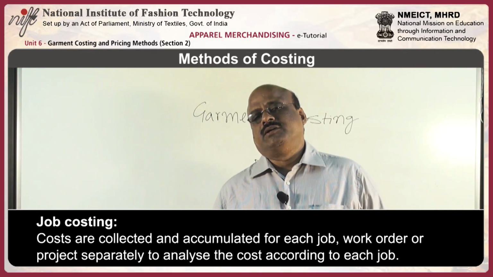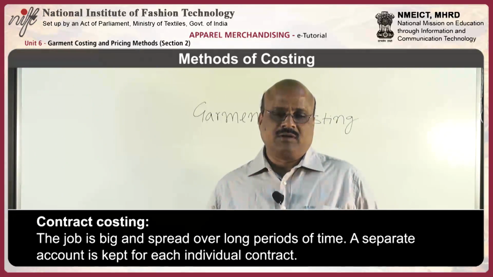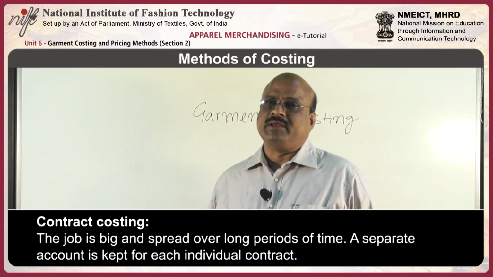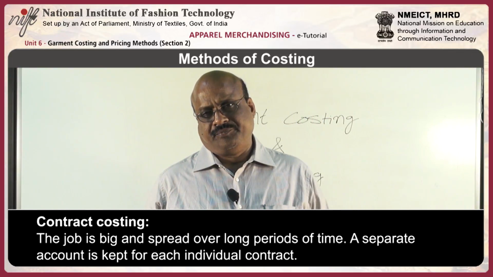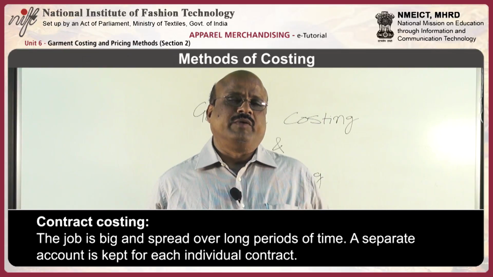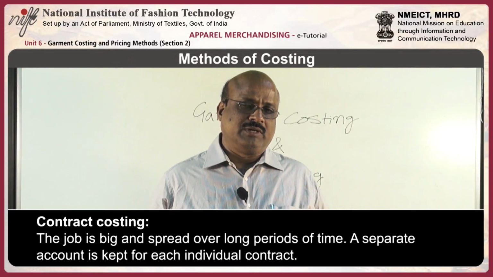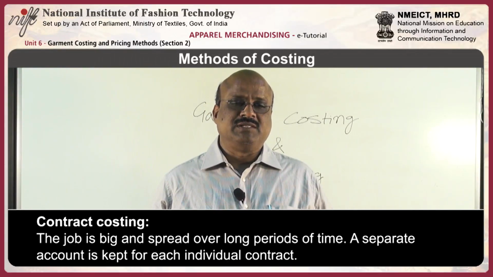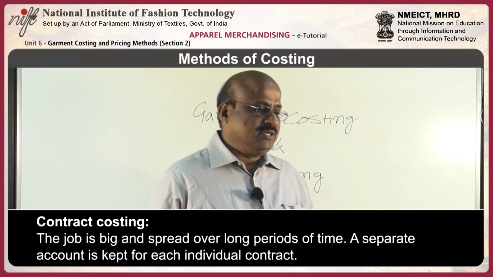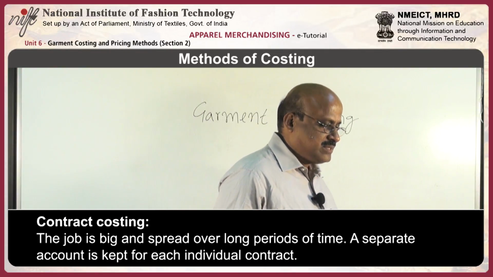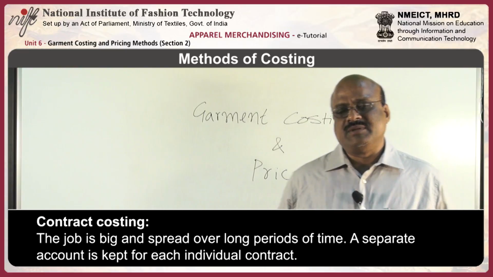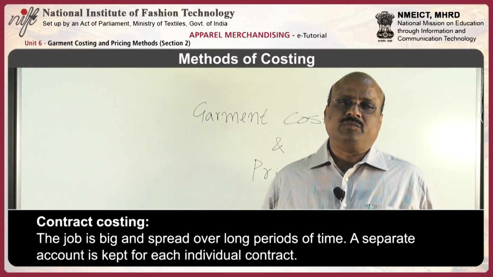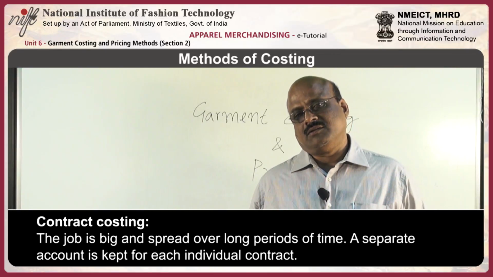Similarly, we have contract costing. Contract costing is used when the job is big and spread over a long period. When you have to do a task over a long period of time, then you do contract costing. A separate account is kept for each individual contract. That means contract-wise tracking and estimation of expenses is done, and a separate account is maintained for each contract.